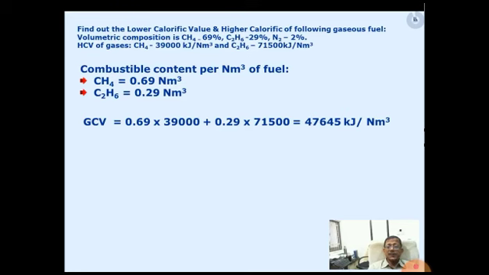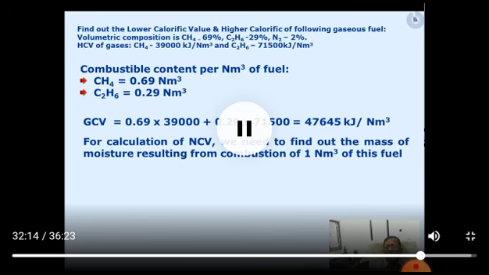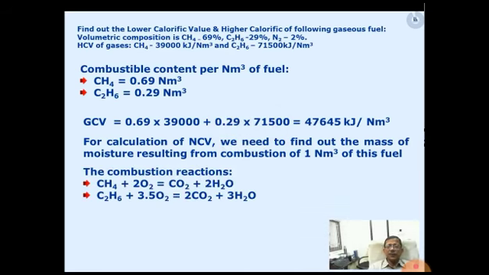Why? Because it is taking away the heat in kilojoule per kg, so we need to find out the mass of moisture. So in case of gaseous fuel also, we need to find out the mass of moisture in kg formed after the complete combustion of 1 nm cube of this fuel, right? Earlier, in case of solid and liquid fuel, we did the mole to mass conversion, right? Mole reaction to mass reaction. In gaseous fuel, what we need is a conversion of mole reaction to volumetric reaction.